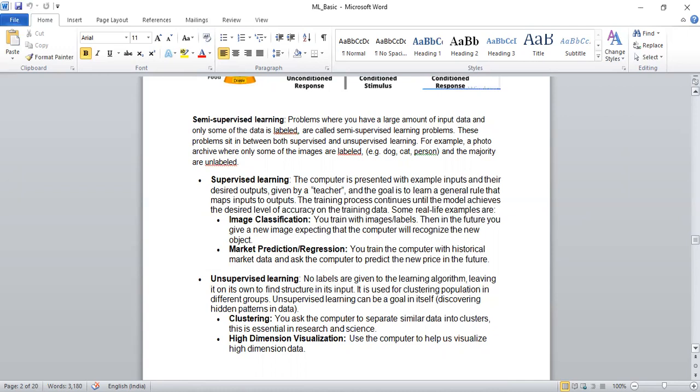So if y equals f of x, you have to do the mapping of your function, that is, f of x becomes approximately equal to y, when you feed your machine with new input. The training process continues until the model achieves the desired level of accuracy on the training data.